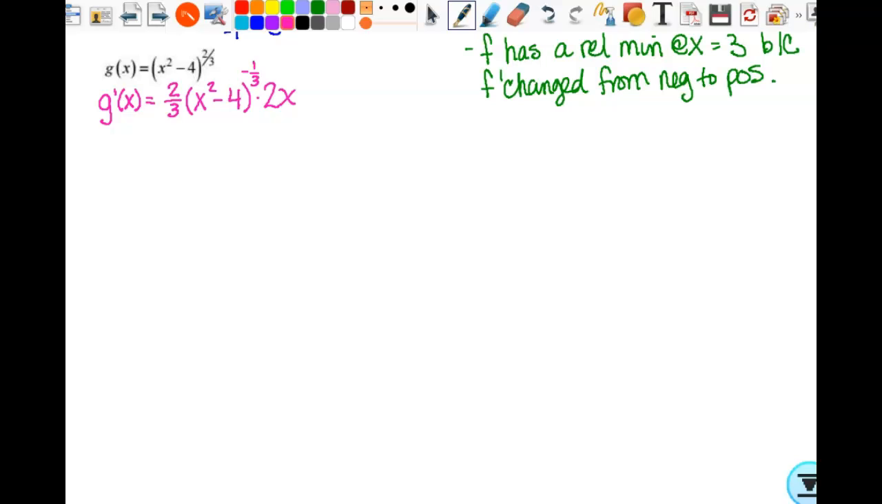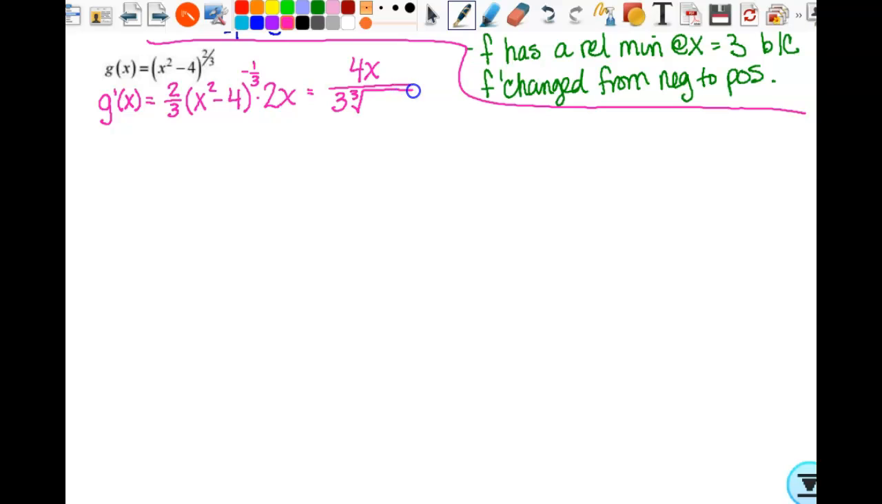So that means this becomes my numerator. I'm going to have 2x times 2. That's going to be 4x over 3 times the cube root of x squared minus 4. Okay. Everybody good so far?